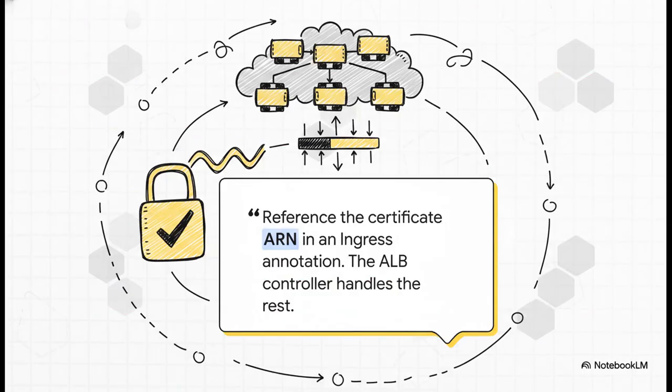So how does this translate to the world of Kubernetes, specifically EKS? Well, it's almost ridiculously simple. You take the unique ID of your ACM certificate, that's the ARN, and you just paste it as an annotation in your ingress file. That's it. The AWS Load Balancer controller sees that and handles everything else automatically. The best part? When that certificate renews, your pods don't have to restart. There's no downtime. It just works.